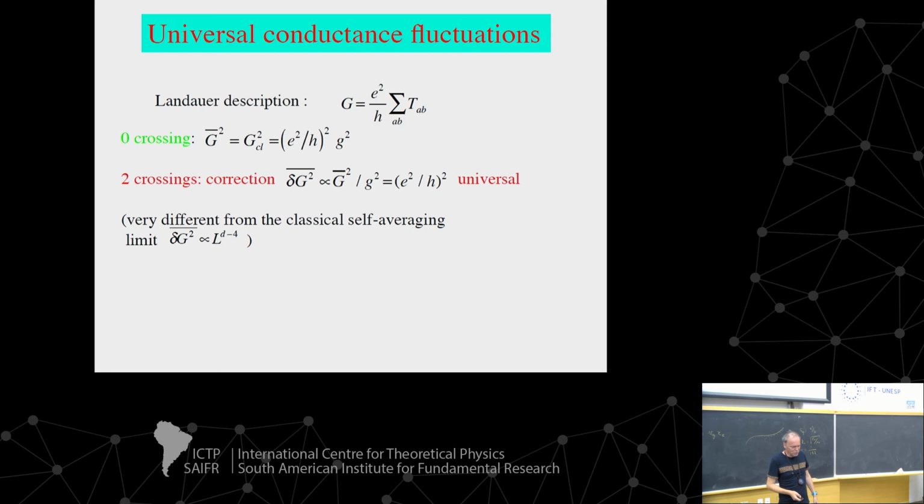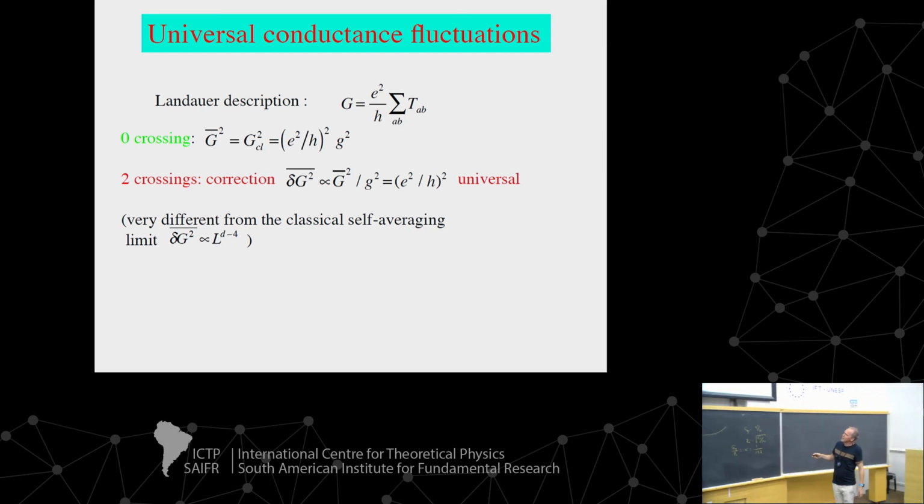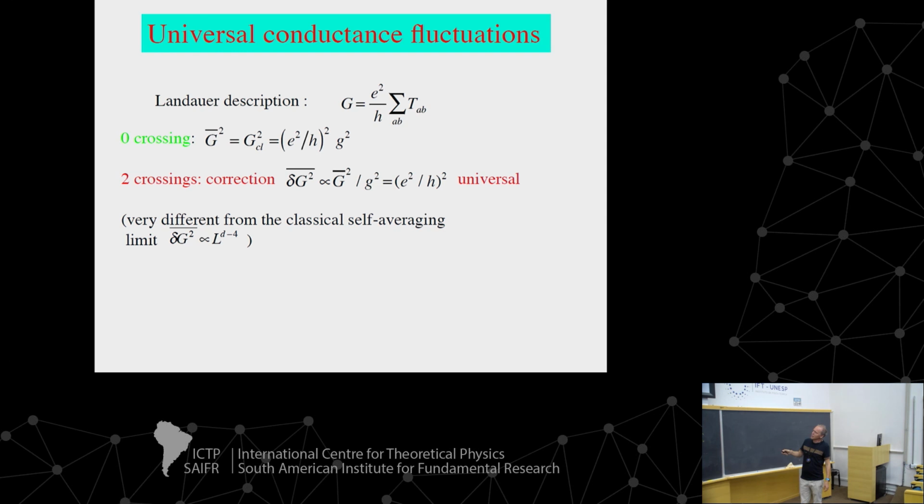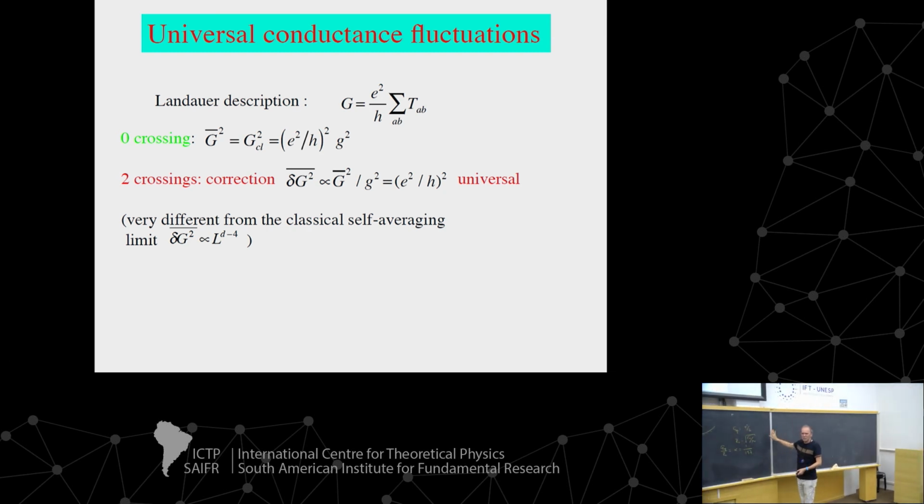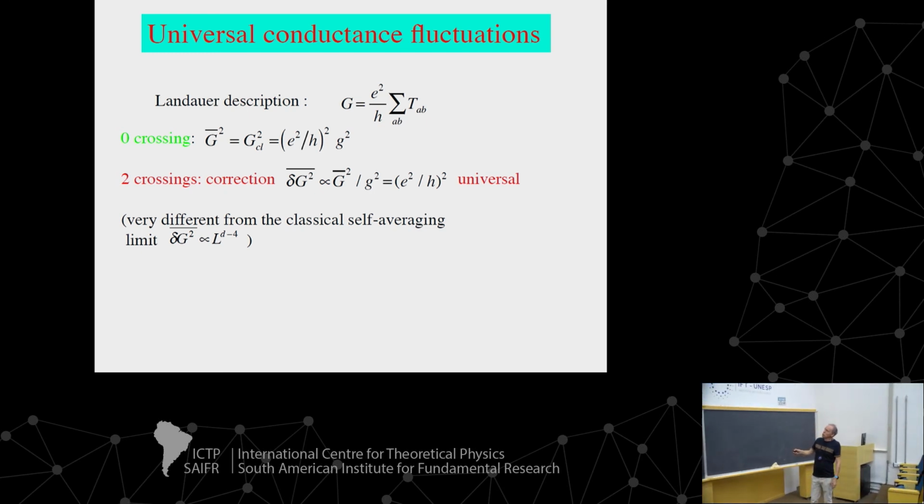So yesterday I showed you this. You remember this expression that the fluctuation of the conductance classically goes like L to the power D minus 4. It was written here on the blackboard. Okay, I even made a small mistake. But now, if you have two crossings, the correction to the fluctuation of the conductance is the classical conductance divided by G squared because of two crossings. Now, G squared is proportional to this, G squared divided by this. It is again universal. Okay?